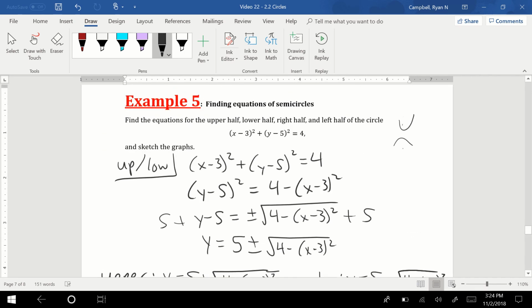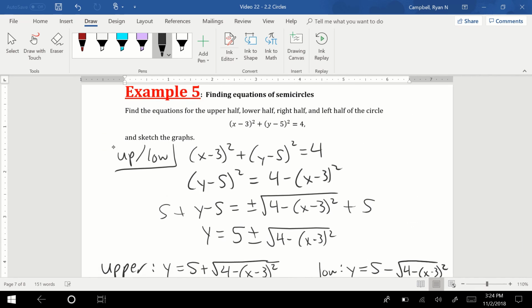So this time, let's check. Where is our center and where is our radius? So the center is going to be at 3, 5, because remember it's the opposite. And then the radius is going to be 2, because it's the square root of 4.